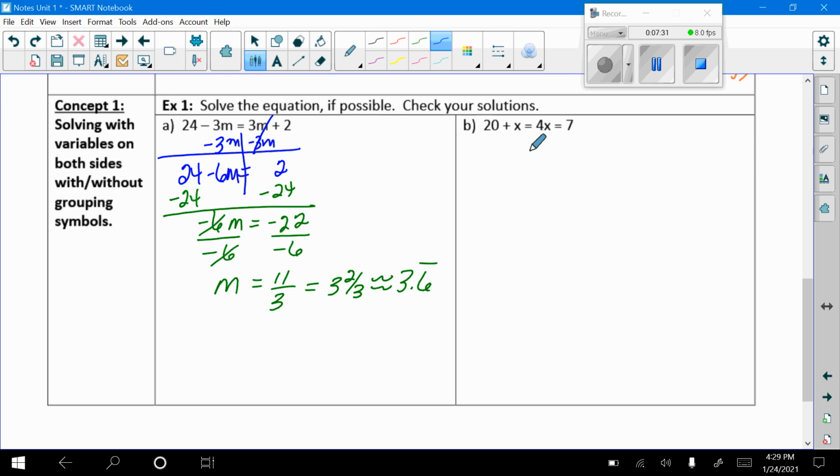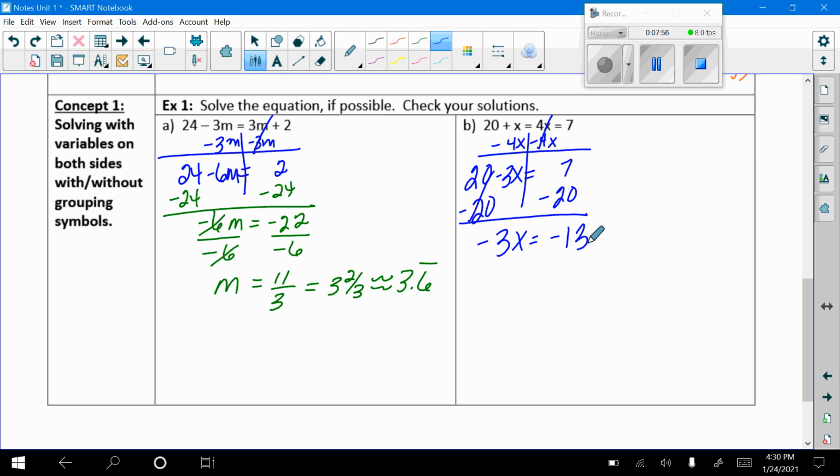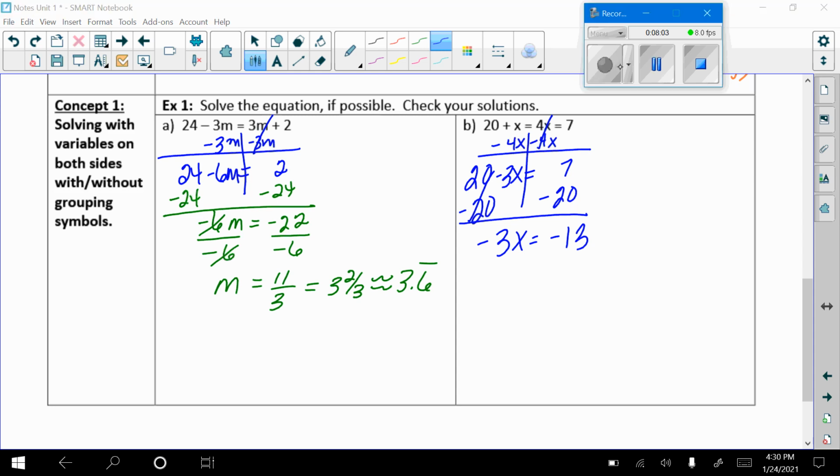B, line down the middle. Take away 4x, take away 4x. Move those variables to one side. So 20 minus 3x equals 7. Take away 20. So I end up with negative 3x is equal to negative 20 minus 7 is 13. Is that right? Now we have a problem.